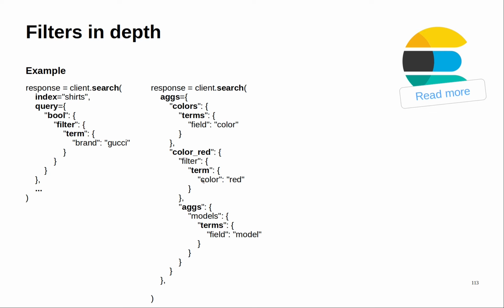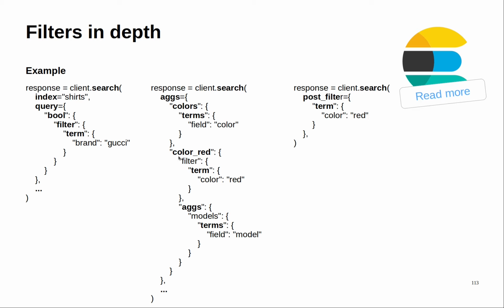Right now we have finished filtering the shirts and computing some statistics. This is the moment to apply a post filter to limit the results to only red Gucci shirts. So we have computed the aggregations, we have selected only Gucci shirts, but at the end, if you want to show just red Gucci shirts, we can do that with the help of post filter.